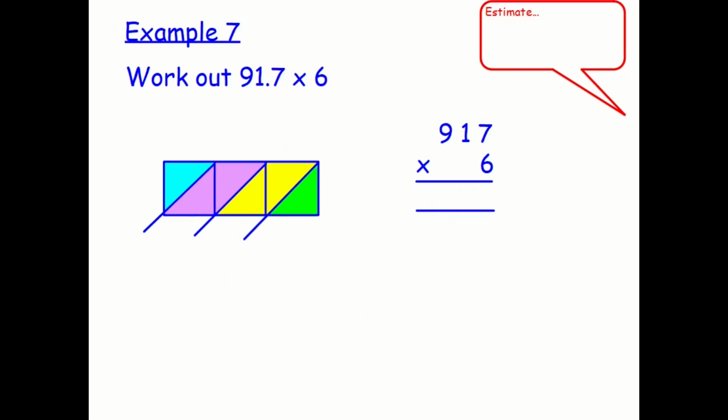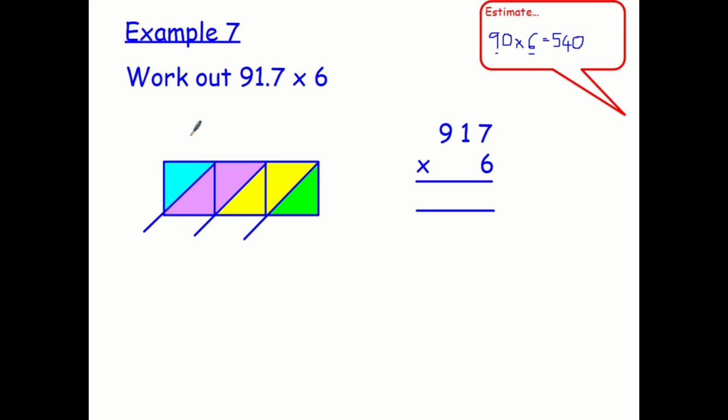Example 7. Work out 91.7 multiplied by 6. Let's do an estimate. 91.7, I'm just going to say that's 90. 90 multiplied by 6, well, 9 6s are 54. So 90 multiplied by 6 is 540.